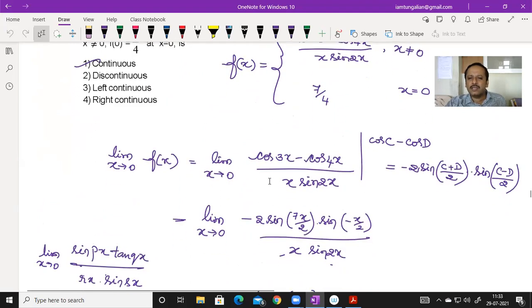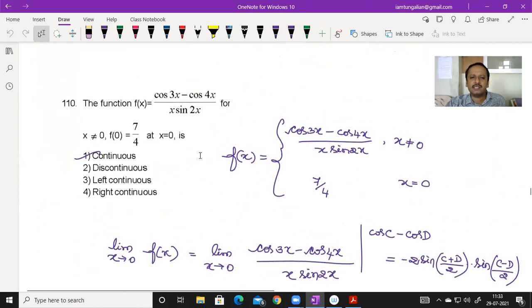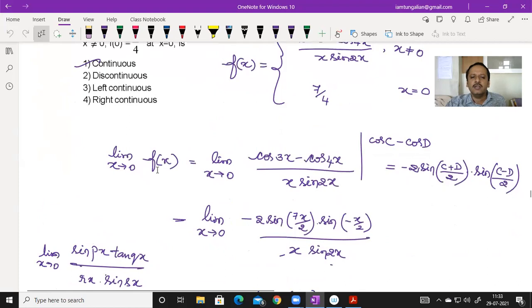Okay, so look here. Given that it is continuous at x equal to, okay, we have to test whether it is continuous or not. So limit x tends to 0, f of x is equal to limit x tends to 0, f of x, which is (cos 3x minus cos 4x) divided by x into sin 2x.